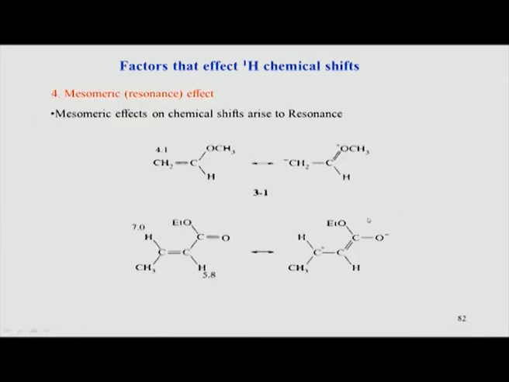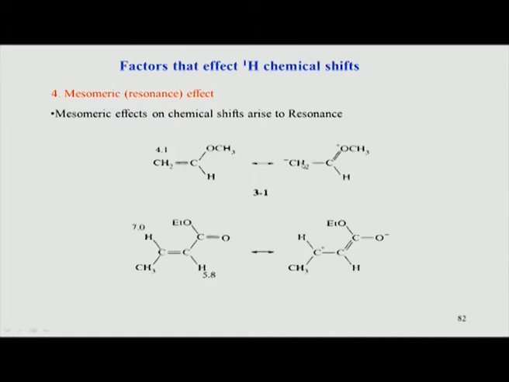Next, we look at the effect known as the mesomeric effect, which comes from resonance conditions. This is a very simple example here. In this particular molecule, it resonates between two different structures. You can see there is a negative charge here and that comes to positive. When we say negative charge, what it means is that basically it has accumulated a negative charge.